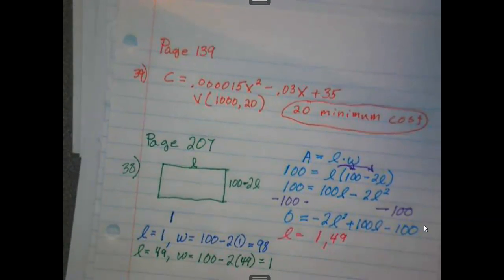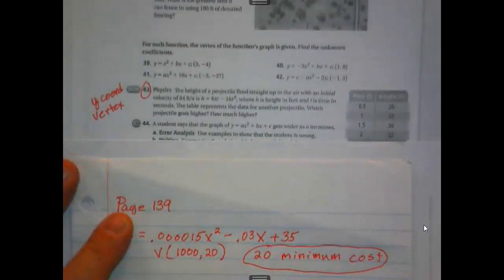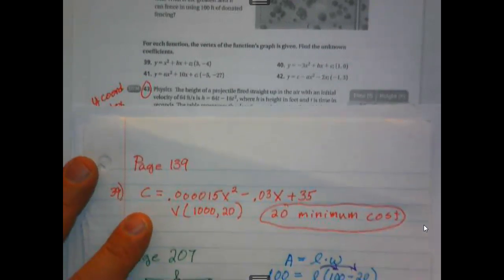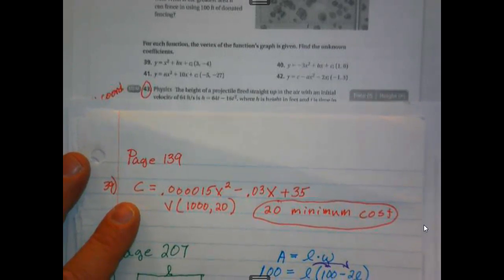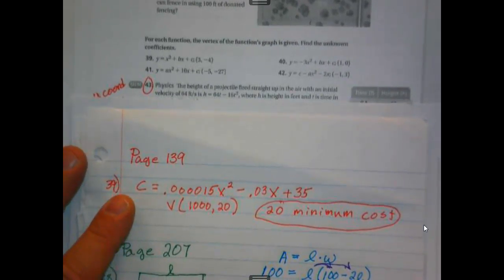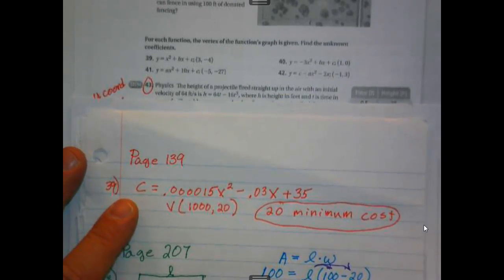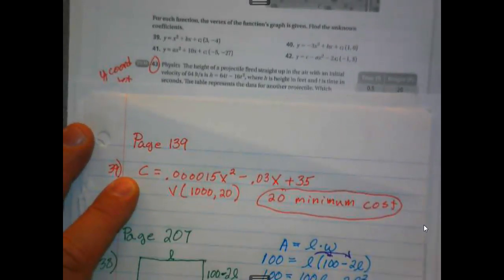And the last one, 43. I think it's the last one. No, we've got to do 50 now. Okay, so 43. 43 says the height of a projectile fired straight up in the air with an initial velocity of 64 feet per second is h equals 64t minus 16t squared, where h is the height in feet and t is the time in seconds. We know that.